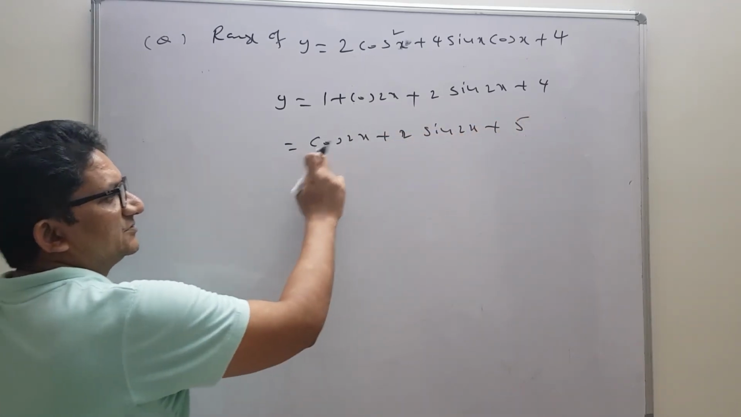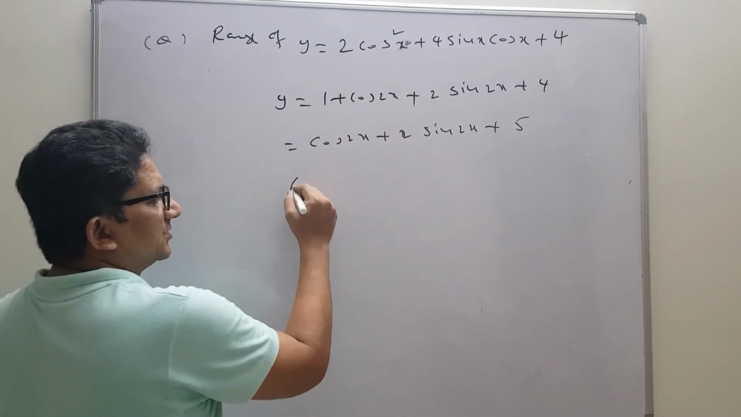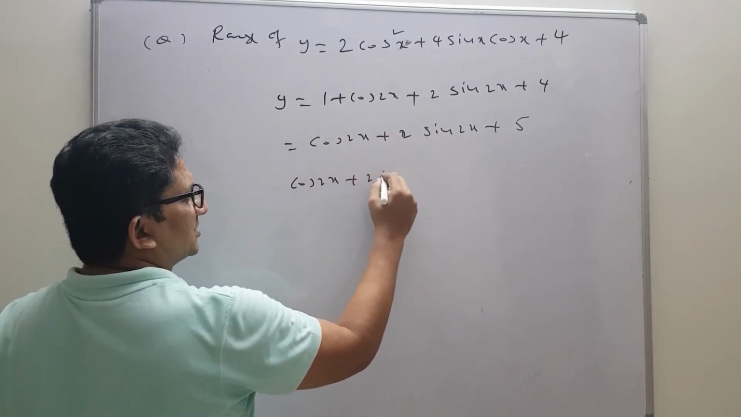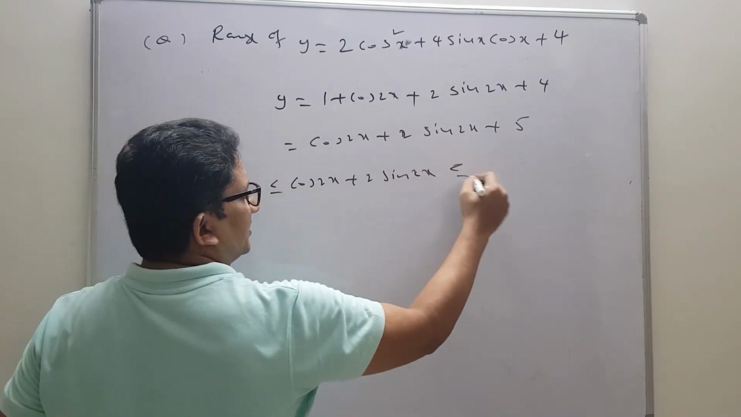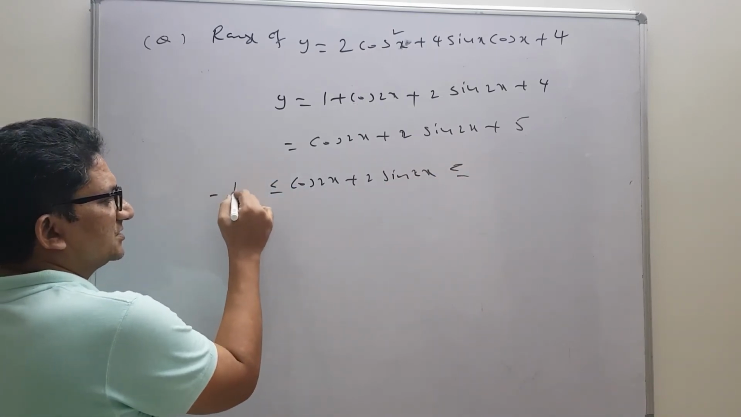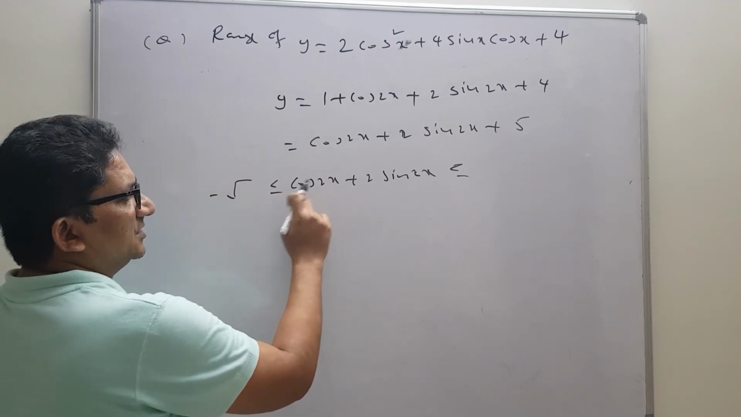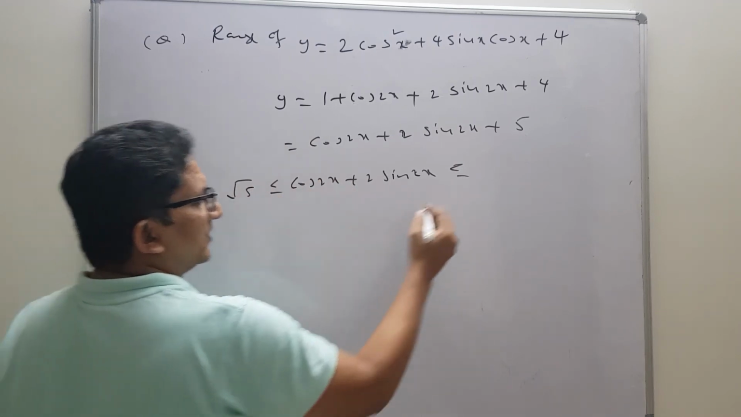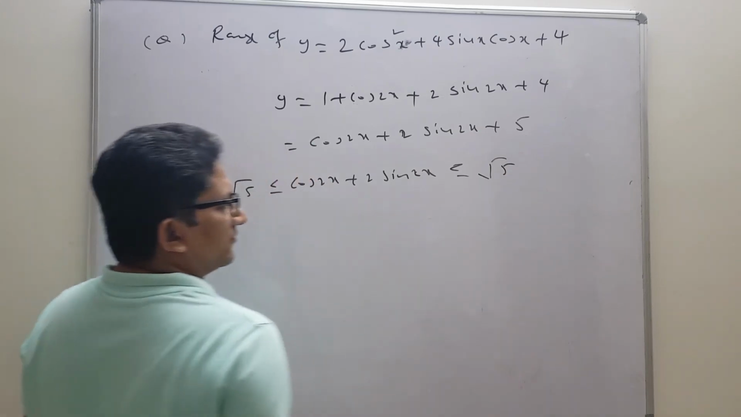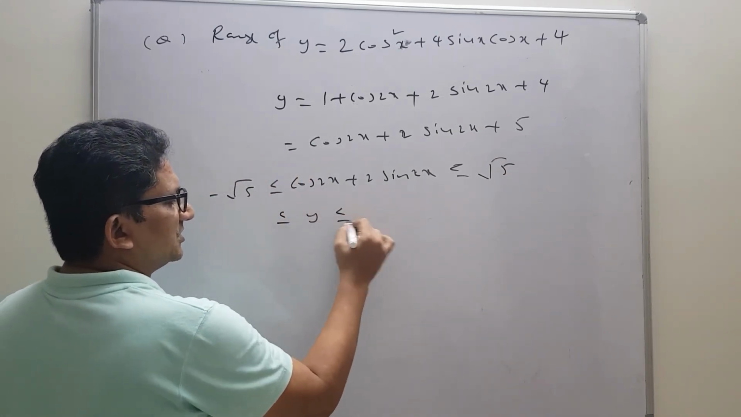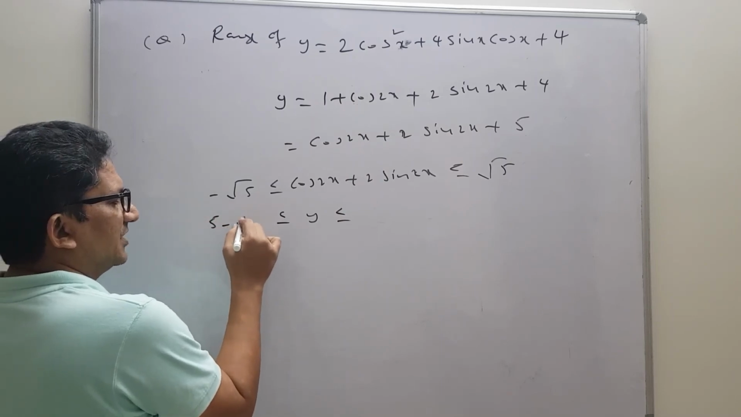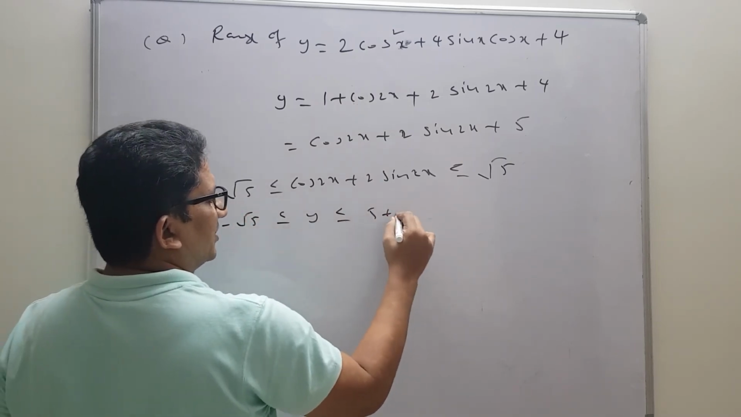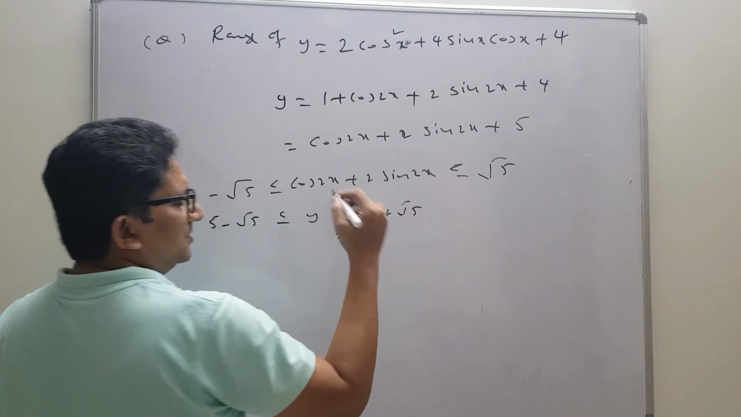Now the a value is 1 and the b value is 2. That means we know that cos 2x plus 2 sin 2x lies in between minus under root a square plus b square, that is 1 plus 4, that is root 5, and plus root 5. Now we want the range of y. For y, simply add 5 to this one. So that means 5 minus root 5 to 5 plus root 5. This is the answer.